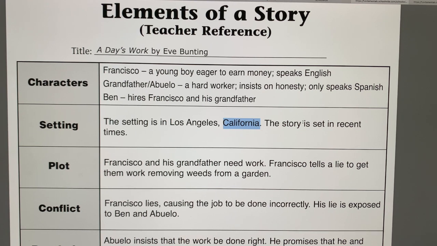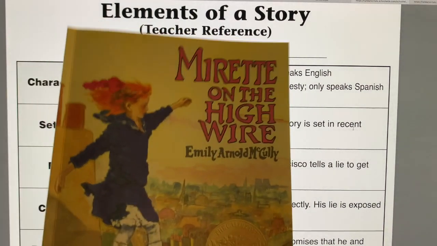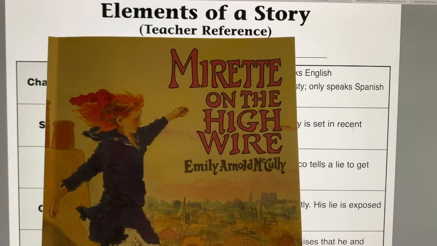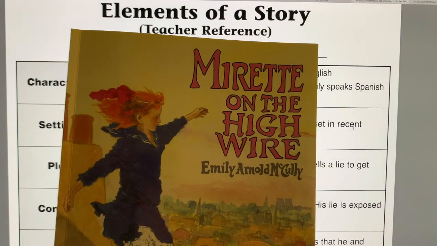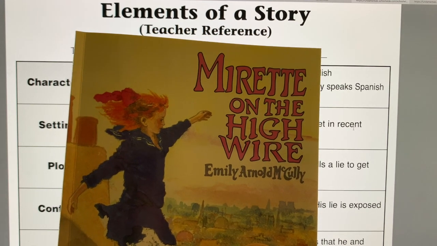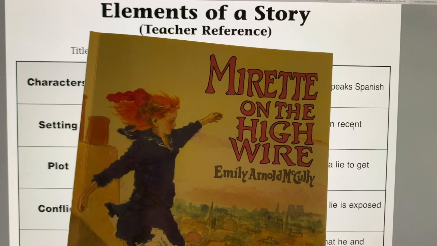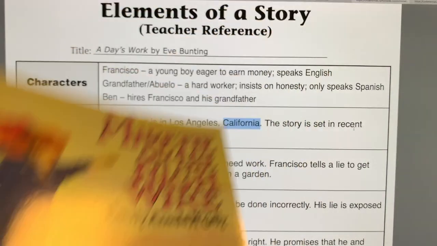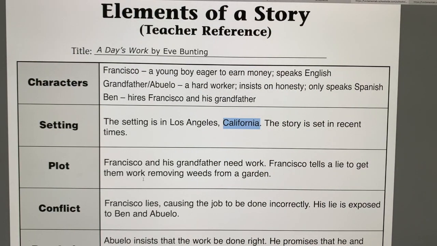You could also say that the story was set in recent times. I'm going to go ahead and tell you that this story was not set in recent times. The setting was long ago. So you can tell me how many years ago because it does tell you in the story how many years ago. The plot. So this is where it's always tricky for kids.